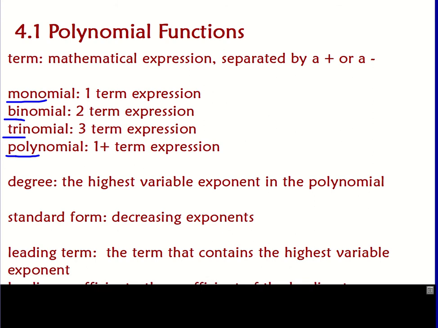Then we have the leading term of the polynomial. The leading term is the term that contains the highest variable exponent. So when you're looking for that highest variable exponent to find the degree, when you find it, that entire term is called the leading term, even if it's not the first term that is written in the polynomial. The leading term will be the first term if your polynomial is written in standard form, because then the highest exponent is first.